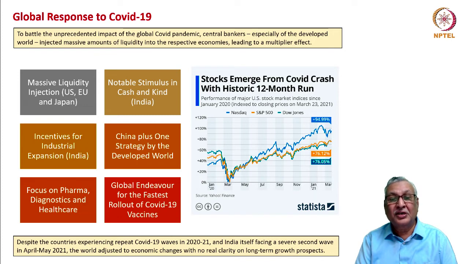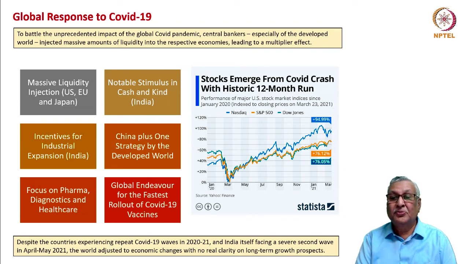Notable stimulus in cash and kind and various initiatives, India. Incentives for industrial expansion, again India. China plus one strategy by the developed world. Focus on pharma, diagnostics and healthcare across the nations. Global endeavor for the fastest possible rollout of COVID-19 vaccines. This has been the clustering of various responses by multiple governments across the world.